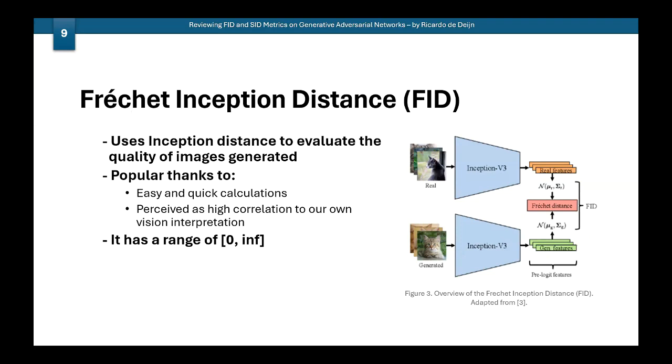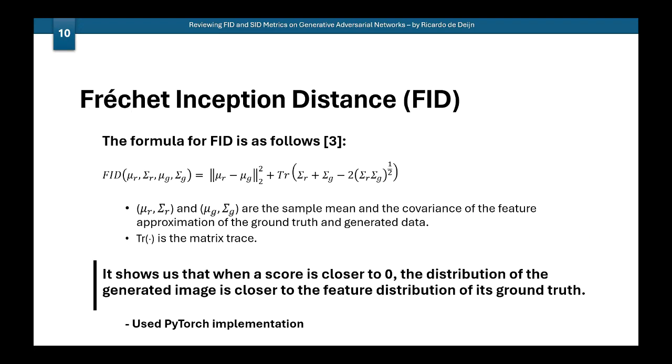So we have FID, which uses this formula to calculate the distance between the two distributions. And it shows us that the closer to 0, the closer the distribution of the generated images is to the distribution of the ground truth.